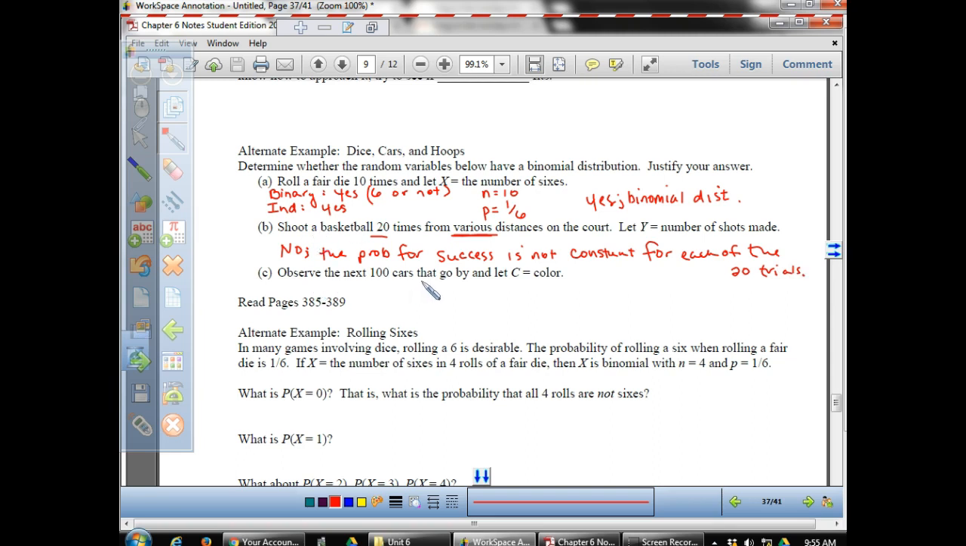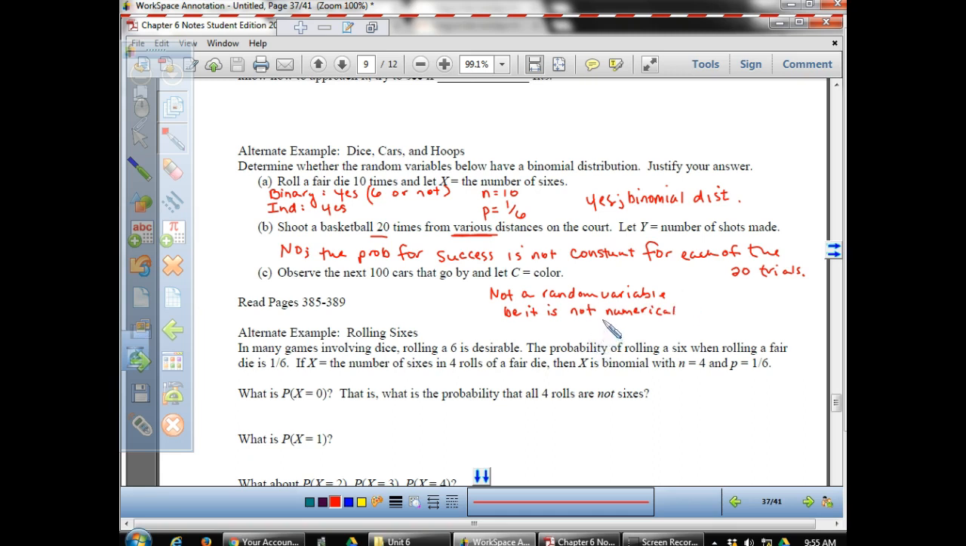Okay, so observe the next 100 cards that go by and let C equal color. Well, this is not even a random variable because it's not numerical. So it has to be a random variable first, which means it has to be numerical. And this is abbreviating for because. It is not numerical.